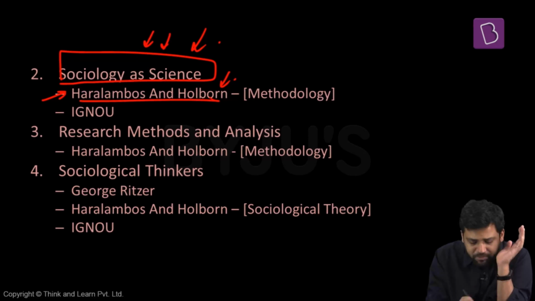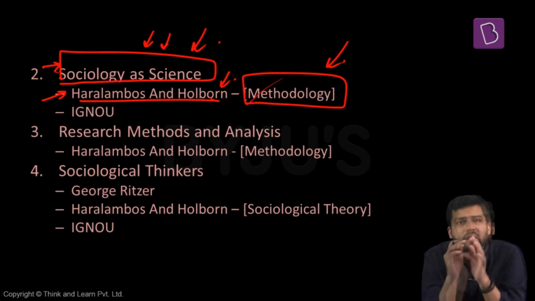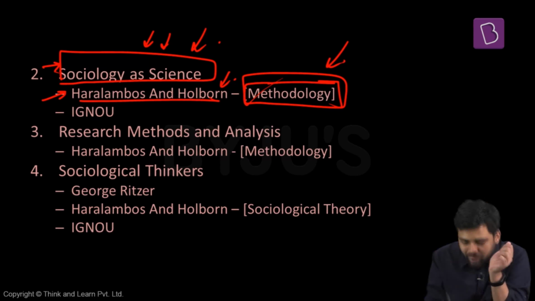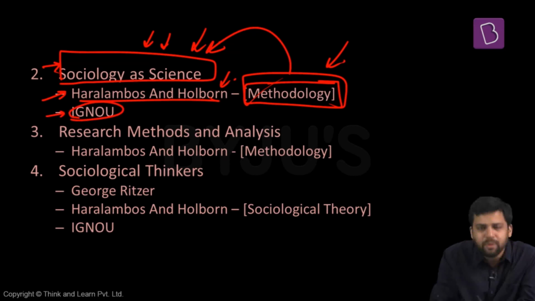For this particular topic, sociology as science, you have to refer to the chapter on methodology. There is one chapter, and the title of the chapter is methodology. This particular chapter talks about sociology as science. Apart from Haralambos, I will also be providing you some PDFs from IGNOU.